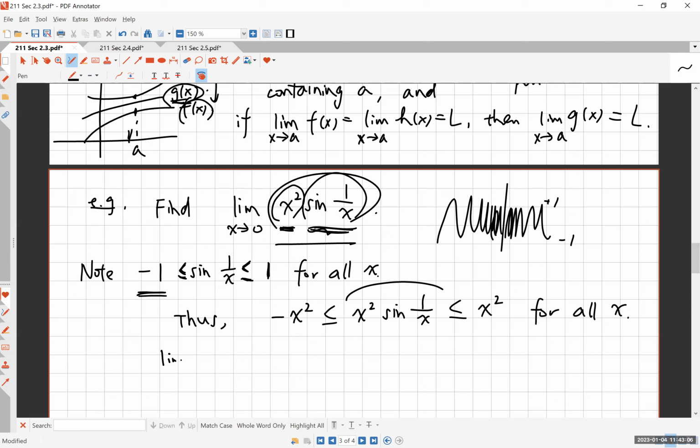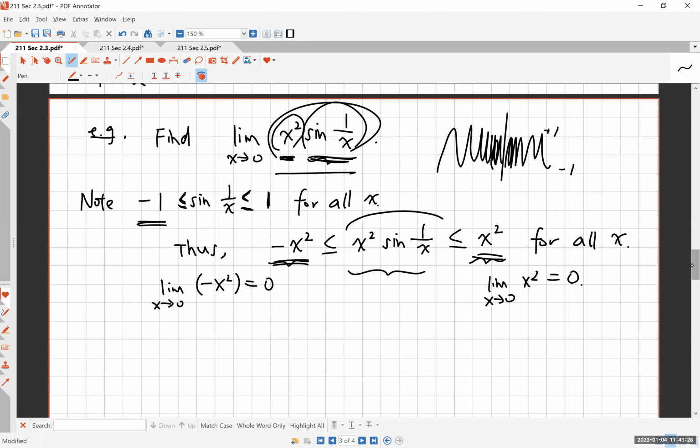Okay. Now, the limit of negative x squared as x approaches 0. Now, this is a polynomial. Just plug in, right? And the limit of x squared as x approaches 0 is also 0. So this is going to 0. This is going to 0. Guess what? Sandwiched between those two functions is x squared sine of 1 over x, which is a terribly behaving function. But this must go to 0. And therefore, the limit of this wild behaving function is actually quite tame, and it's equal to 0.